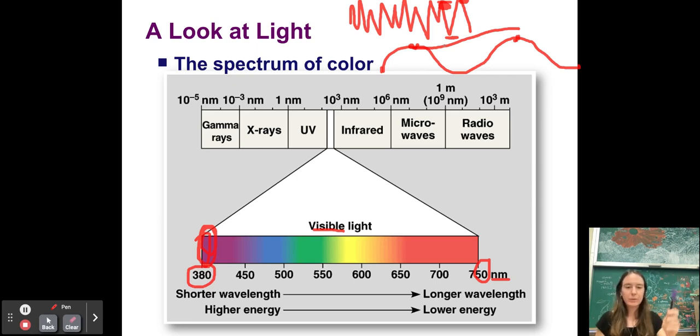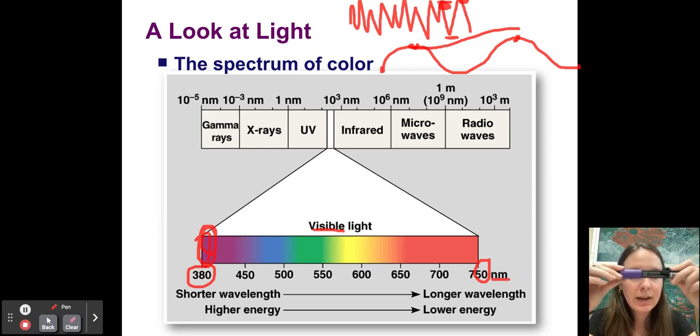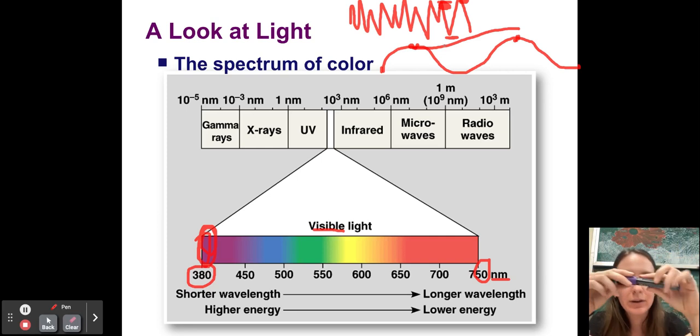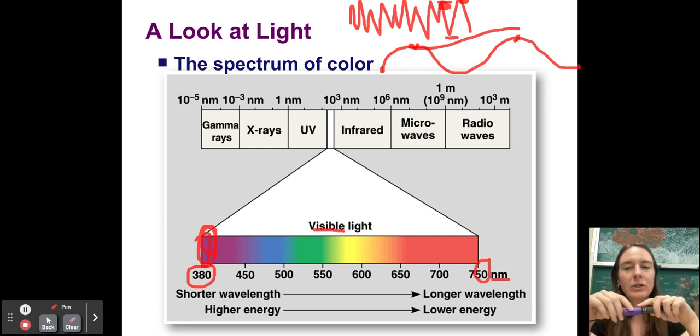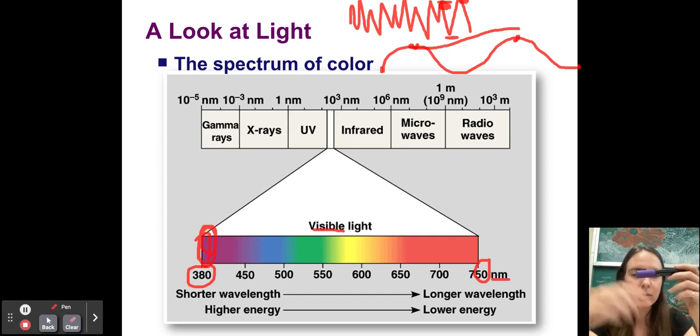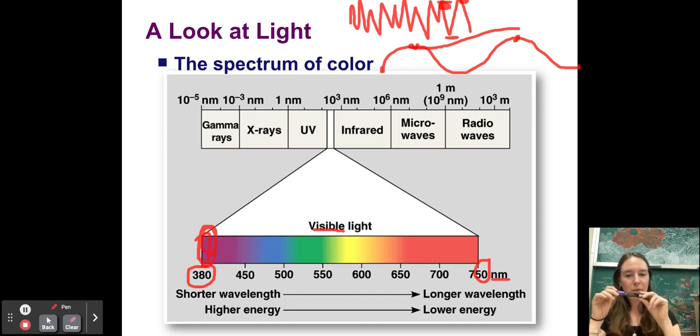Let's use this purple marker. Right now there's white light, visible light, hitting the marker, and it's traveling at a certain wavelength. There are pigment molecules within this marker, and these pigment molecules are absorbing all the wavelengths. So they're absorbing green, red, yellow, and blue, and they're reflecting the purple wavelengths to my eye. So that's what I can see when I see this purple.